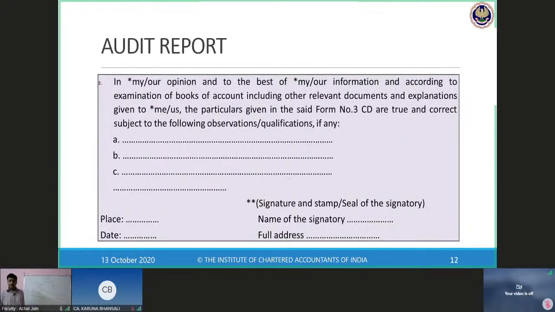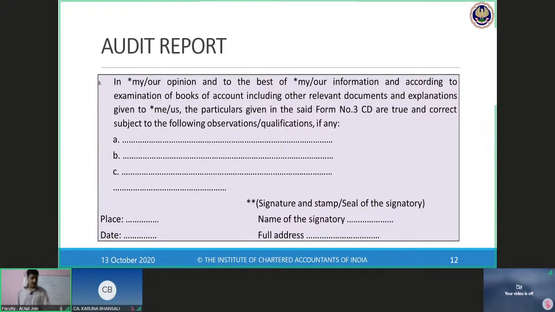Then comes the opinion of the auditor. In the audit report, what is required to be given by the auditor? Opinion. His opinion is something which will form part of the audit report, and that is what will come in form 3CA. Now the auditor will say, in our opinion and to the best of our information and according to the examination of books of accounts, including other documents, explanations, verifications that I might have done, particulars given in form number 3CD, which have been referred to in point number 2 of the audit report, are true and correct. So the third para talks about opinion. And this opinion, as you can see, doesn't talk about true and fair. This is saying true and correct.